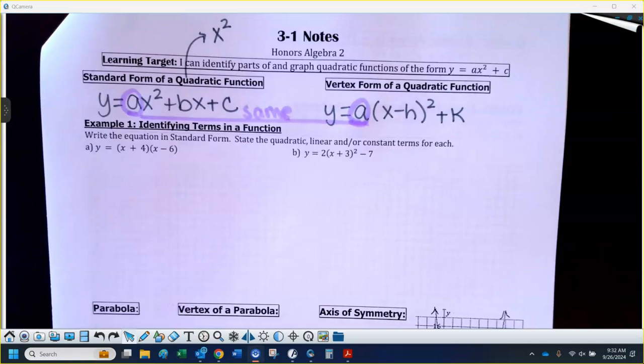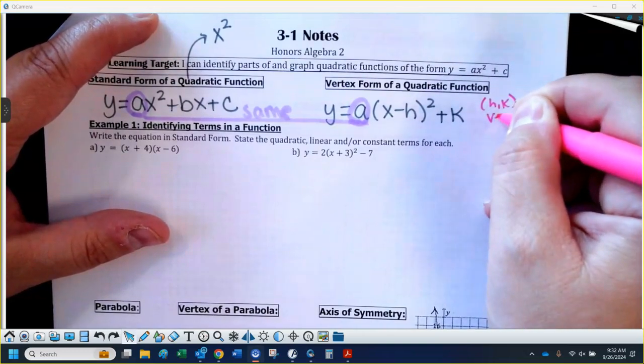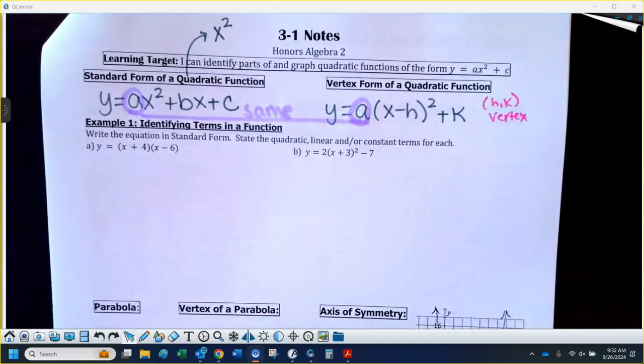Whatever it is, if we have the same equation written in both formats, the a value will be exactly the same. And then I'm just going to work on the vertex form just a little bit. Your h and k is going to be the vertex, like the vertex of an absolute value. So this h, k is going to be the vertex of the parabola here. Whenever you have a quadratic, it creates a parabola. We're going to talk about that more today.